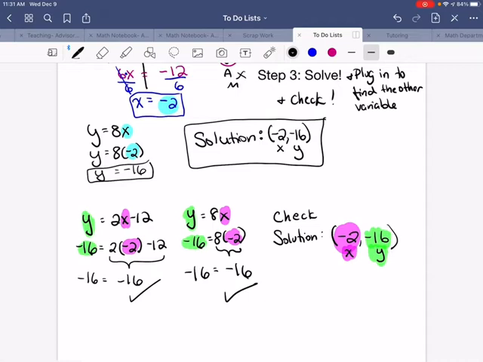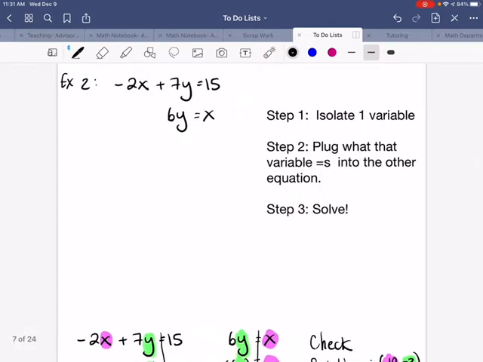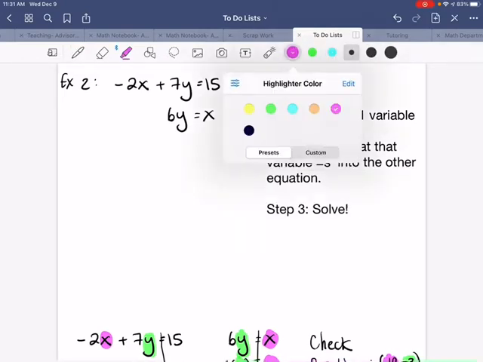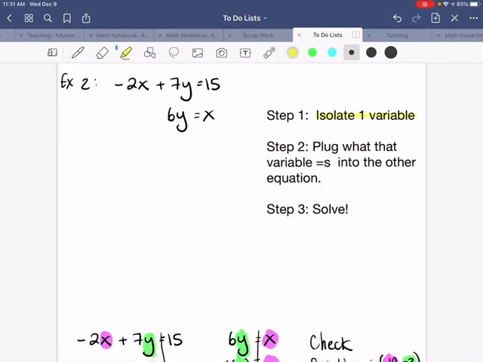We're going to do one more example, and then that's it. You're going to practice. Okay, example 2. Same idea. We isolate a variable. Okay. So we have to isolate a variable.